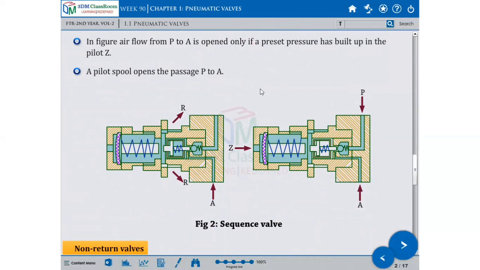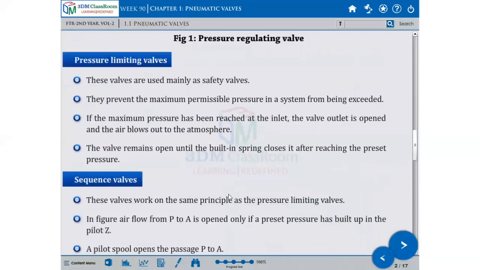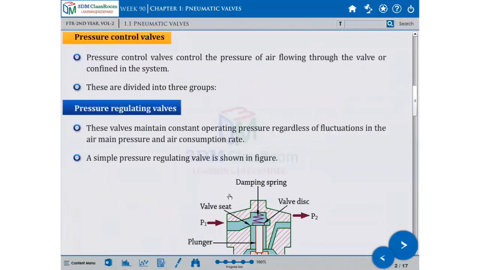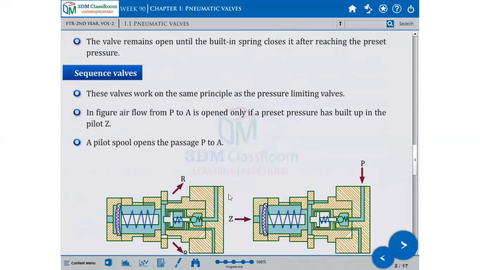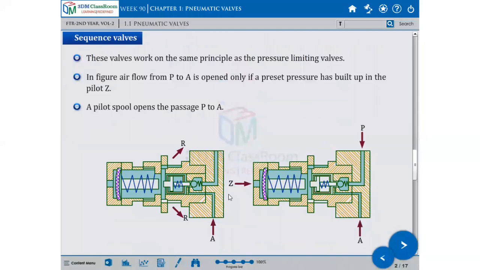What are these? What is this? So it's a pressure regulating valve. Sequence valve. How these valves are. In a general hydraulic valve, first comes P and then the letters.